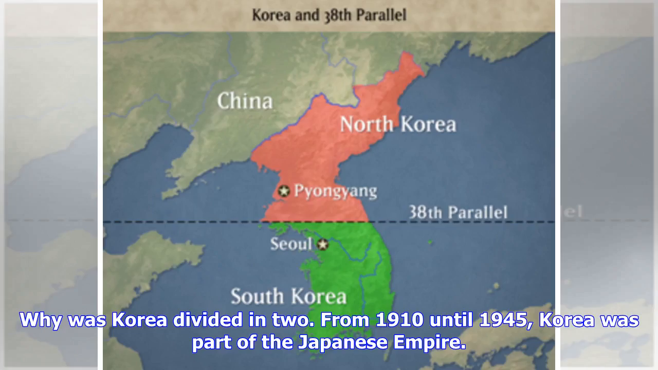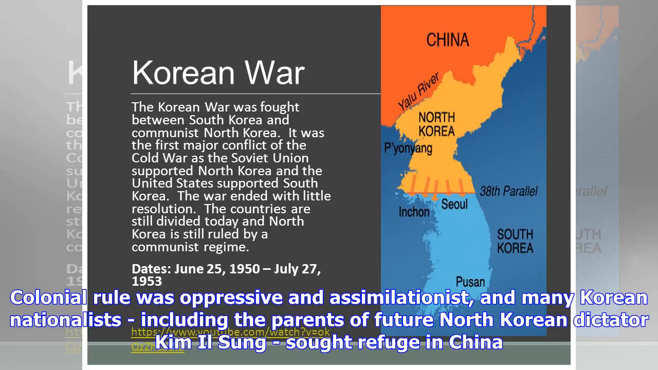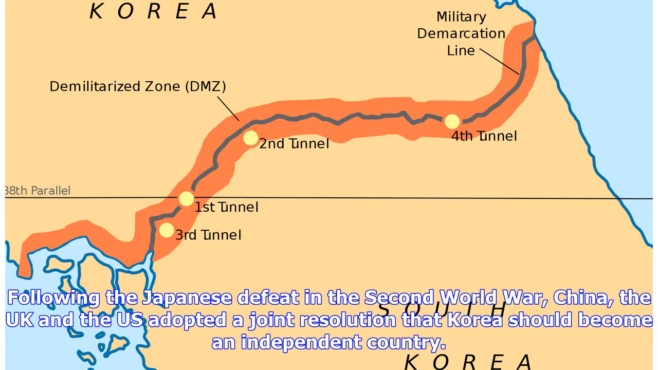Why was Korea divided in two? From 1910 until 1945, Korea was part of the Japanese Empire. Colonial rule was oppressive and assimilationist, and many Korean nationalists, including the parents of future North Korean dictator Kim Il-sung, sought refuge in China. Following the Japanese defeat in the Second World War, China, the UK and the US adopted a joint resolution that Korea should become an independent country.